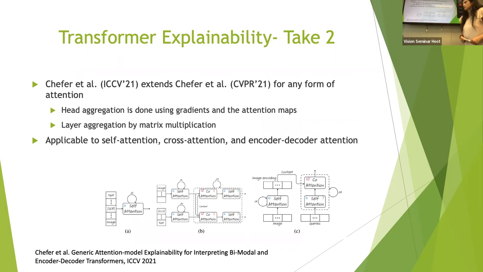So our second method said, you know what, we really believe that multimodal models are going to be a big thing. And we only explained self-attention before, as you saw. We didn't go into cross attention or encoder-decoder attention. And assuming that most transformers don't just do self-attention, we need a mechanism that can explain cross attention and encoder-decoder attention as well, not just self attention. So the second paper actually expands the first paper, but for other types of attention.